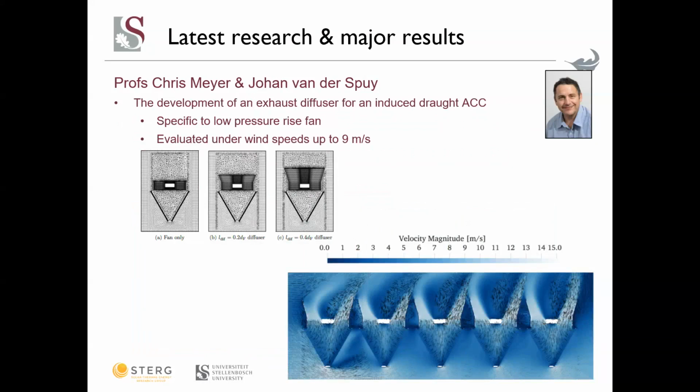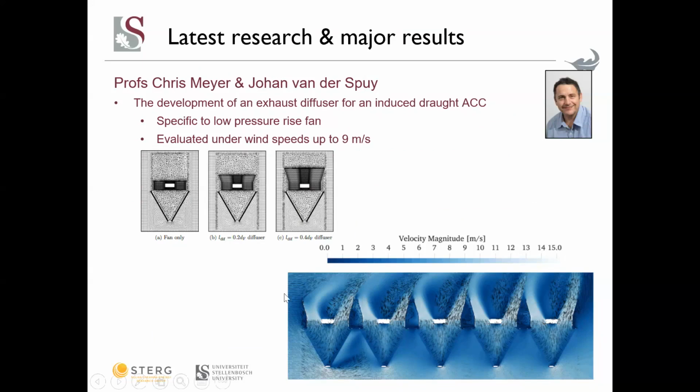Some further research by these researchers: they are also looking at the development of an exhaust diffuser for an induced draft ACC. This is specifically for a low pressurized fan. They are evaluating the performance under wind speeds up to 9 meters per second. The idea behind the exhaust diffuser is that it tries to regain some of the kinetic energy losses typically experienced by the fan, in order to aid performance improvement of the fan.